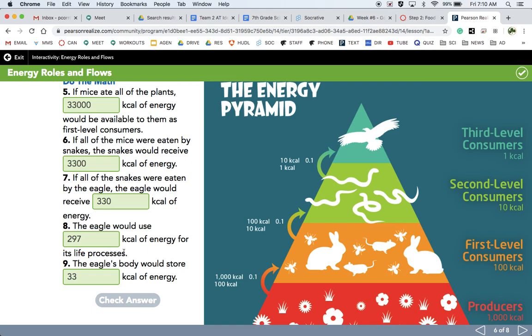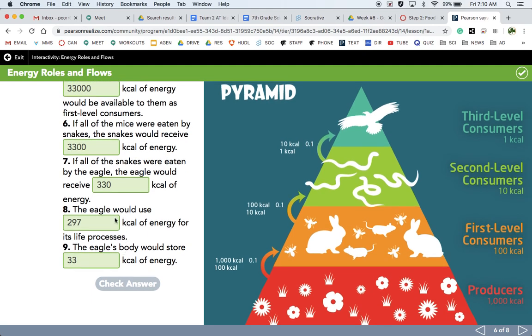Now, this is where it got a little tricky. This one, you had to sort of do it in reverse. So if you multiplied 330 times 0.1, that got you 33 kilocalories. And at that point, that's how much energy was lost. And so therefore, if you subtract 33 from 330, that gets you 297.